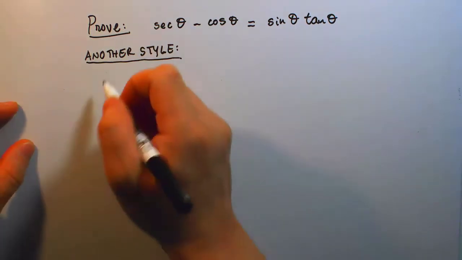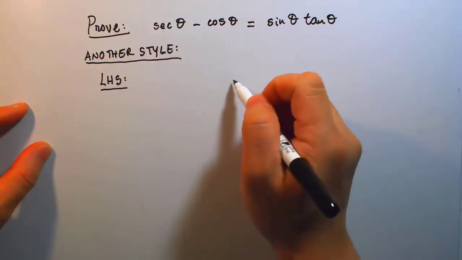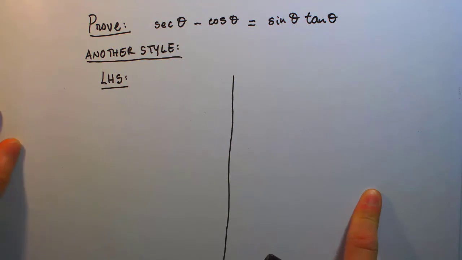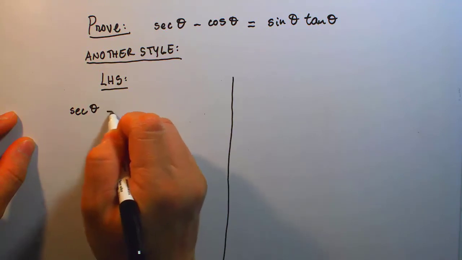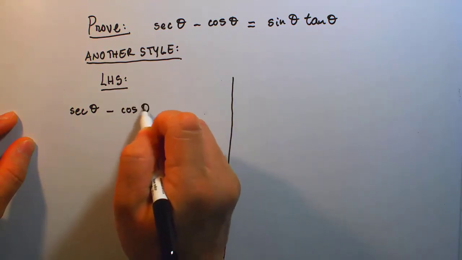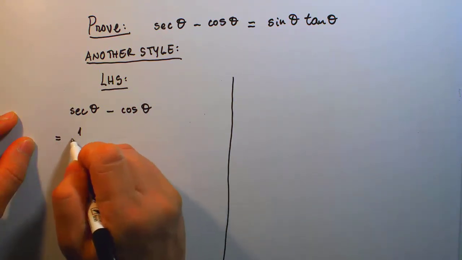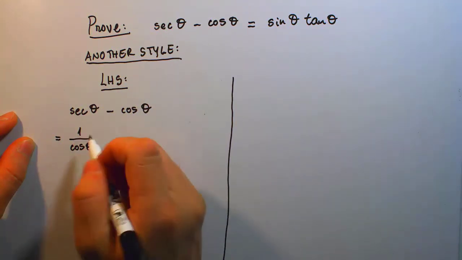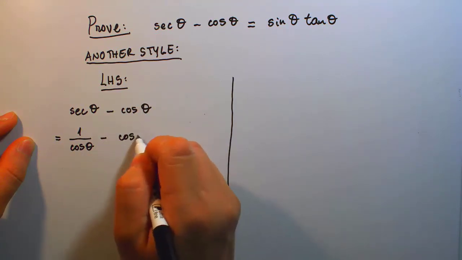So here, in this style, I'm going to work out my left-hand side and right-hand side separately. I'm going to produce a divider here so that it separates my working space into two columns. My left-hand side is secant theta minus cosine of theta. What we understand about secant theta is that by definition it is 1 over cosine theta. And so my left-hand side expression is now 1 over cosine theta minus cosine theta.